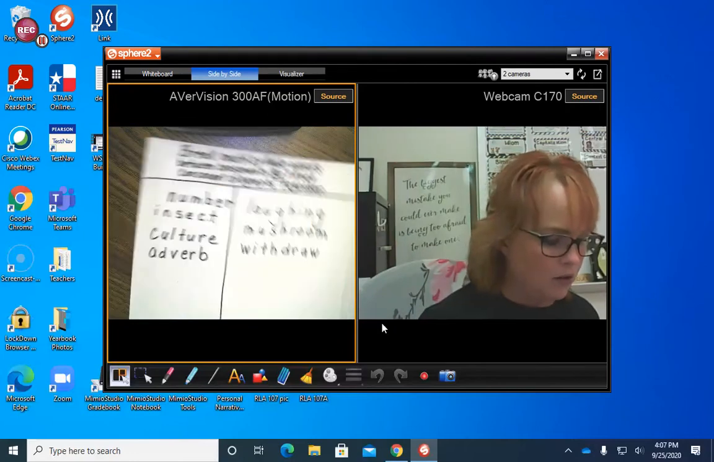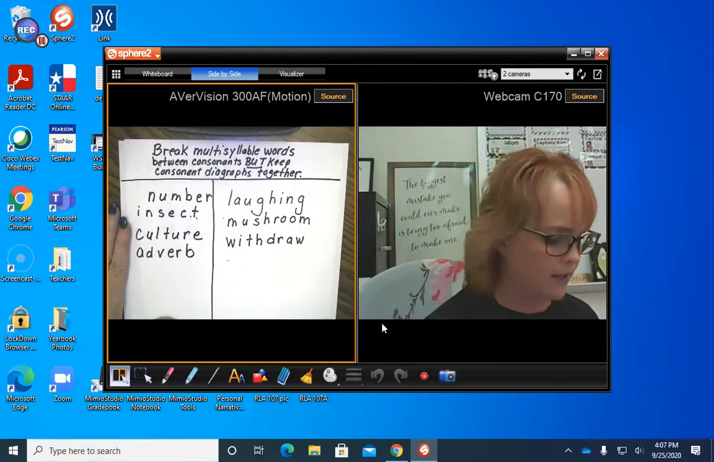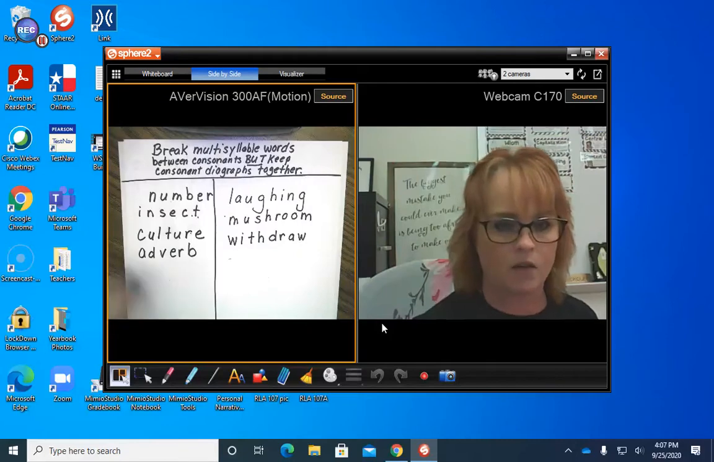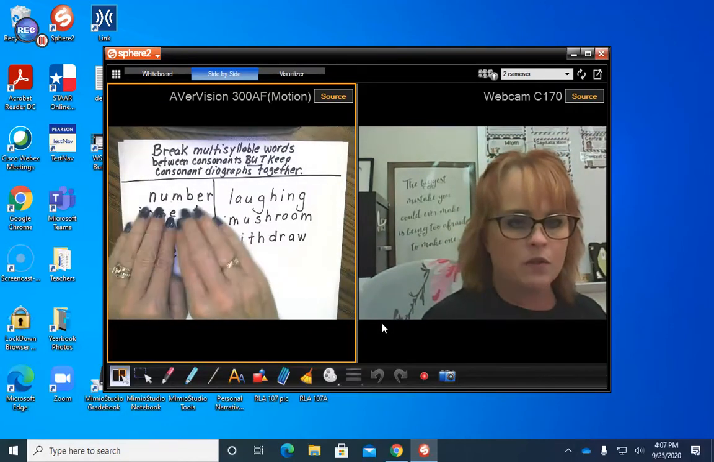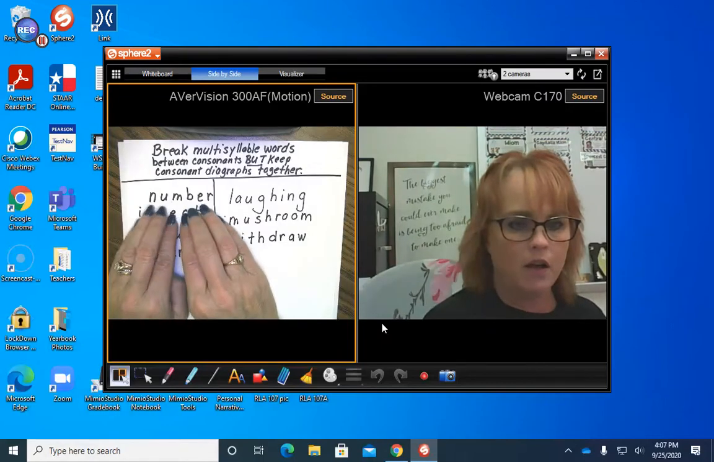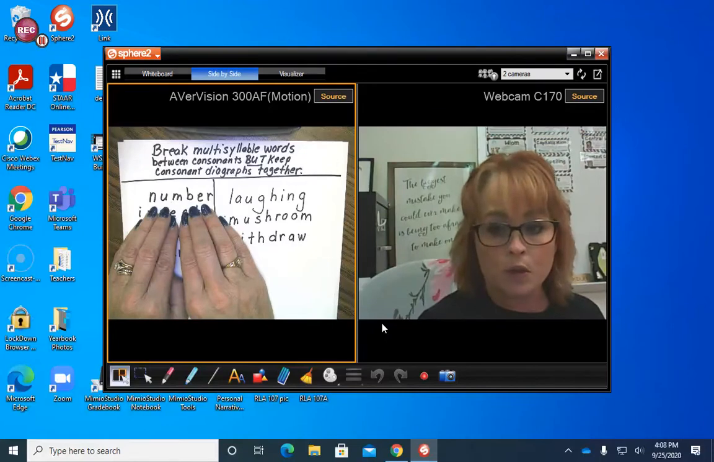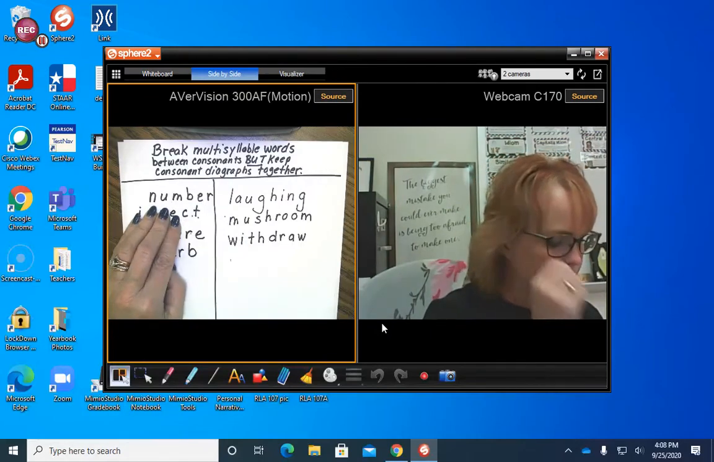All right, so let's try some of these where we're going to break multisyllable words between the consonants, but keep the consonant digraphs together. So here's our first word. We're going to do this because this is going to be really helpful when we come to words that have 2, 3, 4, even more syllables in them, and how to break them down, and how to read those words, and how to spell them as well.